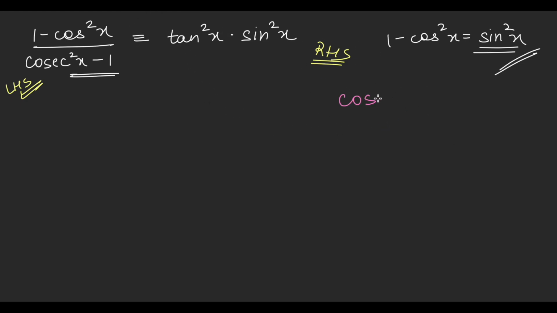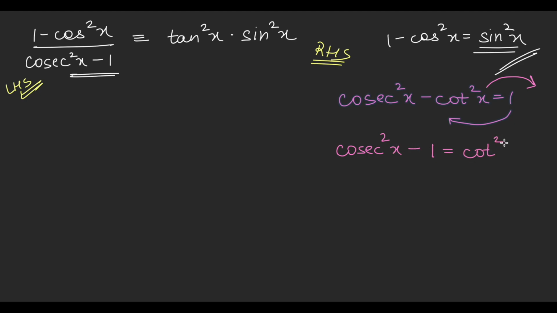Now, let's look at this. The identity was that cosec²x minus cot²x is equal to 1. Can I get a cosec²x minus 1 from this equation? Yes. I just have to transpose 1 to this side and I'll take cot²x to this side. So I get cosec²x minus 1 is equal to cot²x. Correct? I can simply write cot²x here.